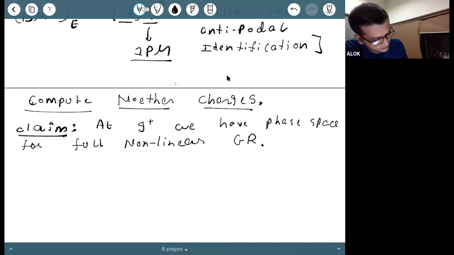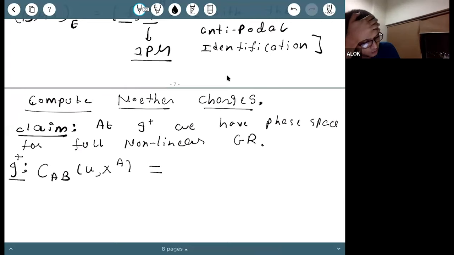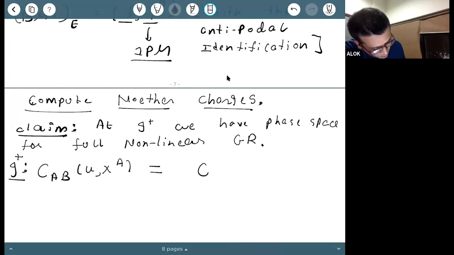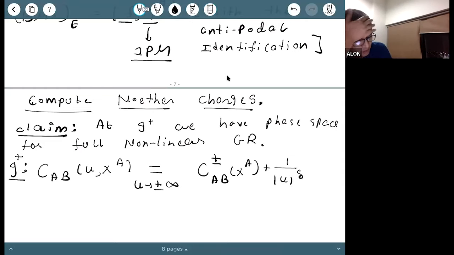So the idea is that we have this C_AB, which is a function of the retarded coordinate u and the sphere. Again, I'm doing everything at scri plus, but we can do the same thing at scri minus. Now, something was assumed here, which may also be related to Thibault's question: what is the asymptotic behavior of C_AB at large u? As u goes to plus or minus infinity, the boundary condition on the shear is that it goes to a constant mode, which depends on the sphere, plus some decay, which can be arbitrarily small, but it has to decay.